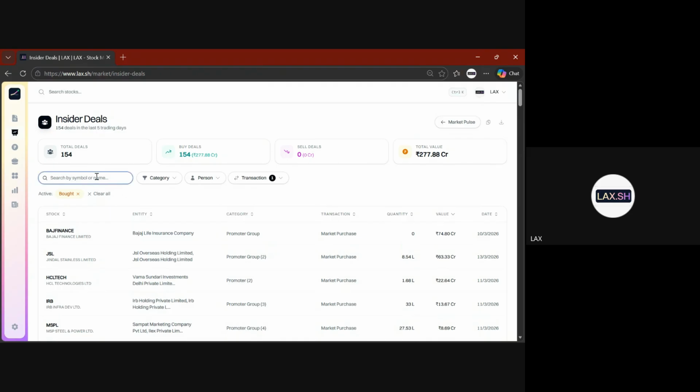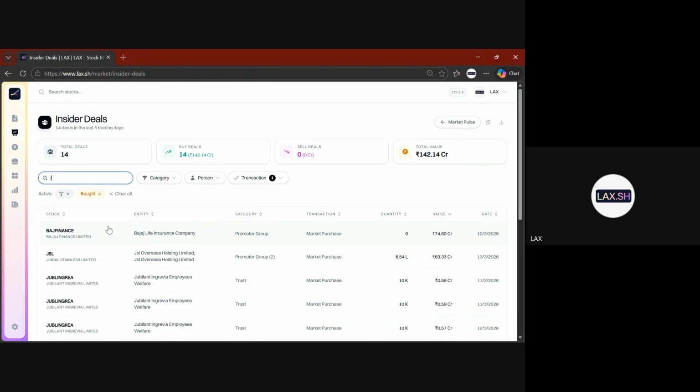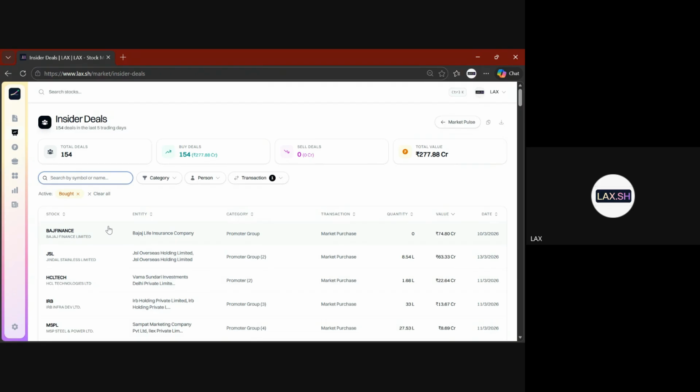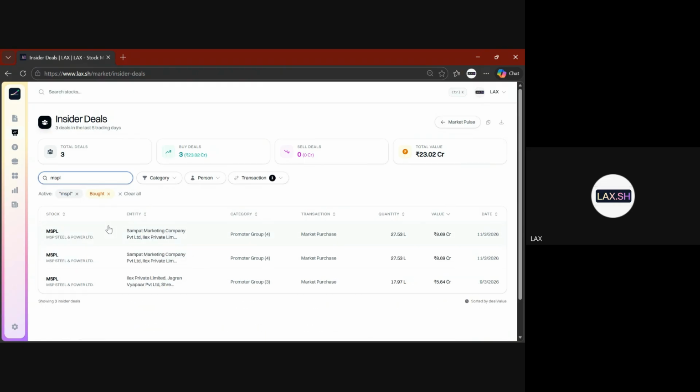Another thing you can do is, let's say GSL, you see, right? Type GSL. It comes only once. So in the last 5 days, GSL has seen buying only once, right? Let's say MSPL, okay? Type it. In the last 3 days, how many times has MSPL seen buying from the promoter? How many days?